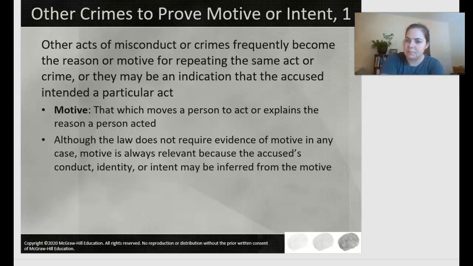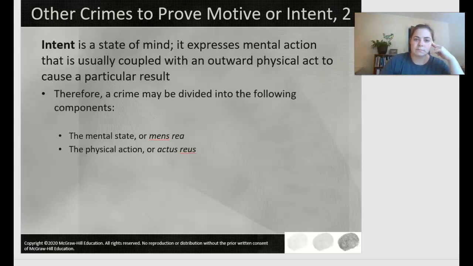Other acts, past misconduct. When we're saying misconduct here, we mean things that you have done that are bad but that you were not convicted of. Past crimes often get used in criminal trials to establish motive, the reason why you acted the way you did. Motive evidence is almost always relevant to the accused's conduct, identity, or intent. And again, intent is the state of mind, motive is the reason why, if we think back to criminal law.